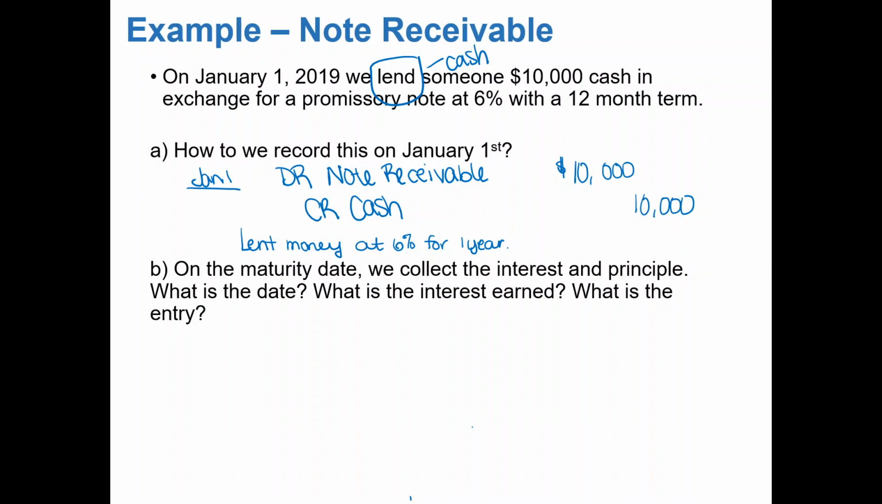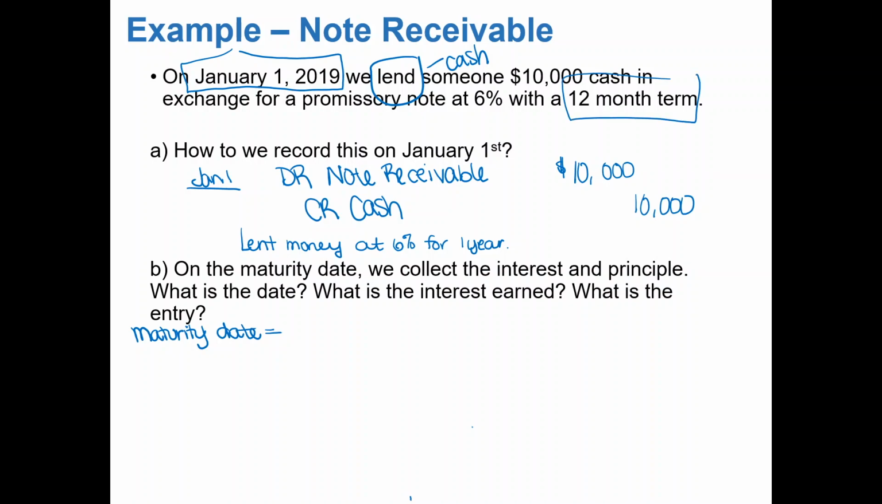Okay, now on the maturity date, we collect the interest and the principal. What is the maturity date? What is the interest that is earned? And then what is the journal entry? So first, the maturity date. Well, if we look back to our question, we did this loan on January 1st, and it's a 12-month term.